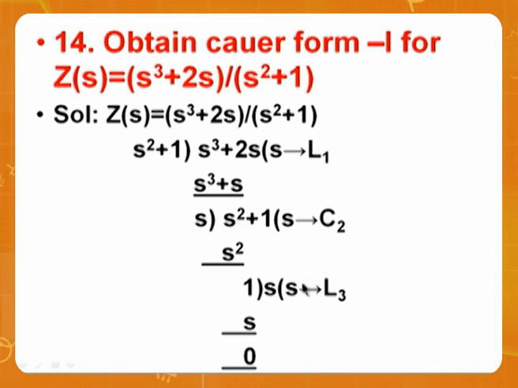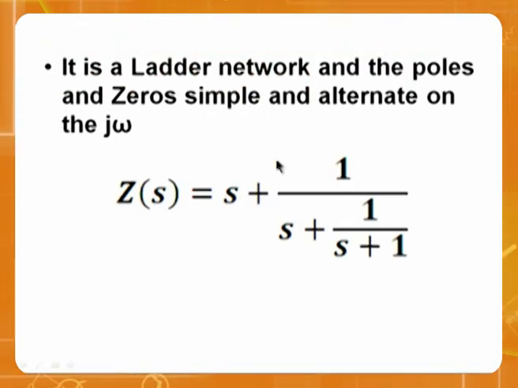Wherever there is s as impedance, we call it an inductor. Wherever admittance, that s means capacitor. That's why L is equal to 1, C equal to 1, L is equal to 1. That's going to be our form. So 1 plus 1 plus 1. If you make that circuit, that is the simple circuit, a ladder network. Ladder means one after the other.